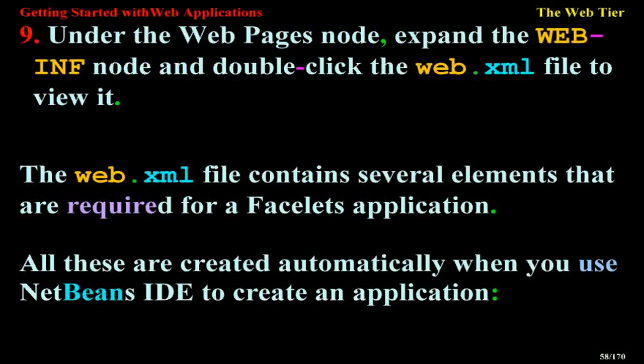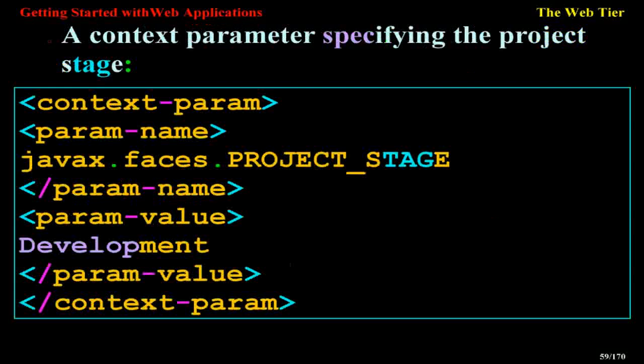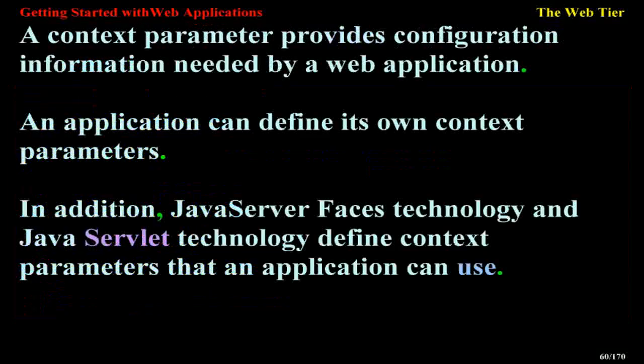Under the Web Pages node, expand the WEB-INF node and double-click the web.xml file to view it. The web.xml file contains several elements that are required for a facelets application. All these are created automatically when you use NetBeans IDE to create an application. A context parameter specifying the project stage: javax.faces.PROJECT_STAGE, value Development. A context parameter provides configuration information needed by a web application.